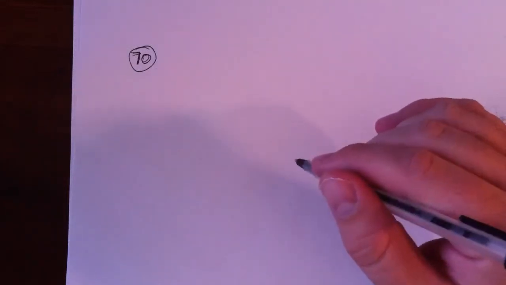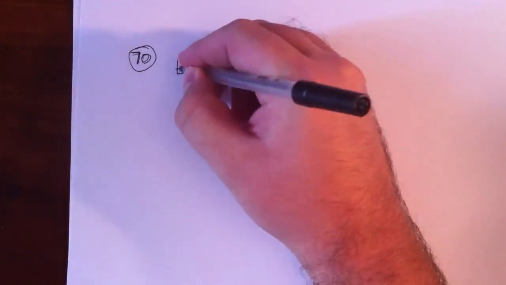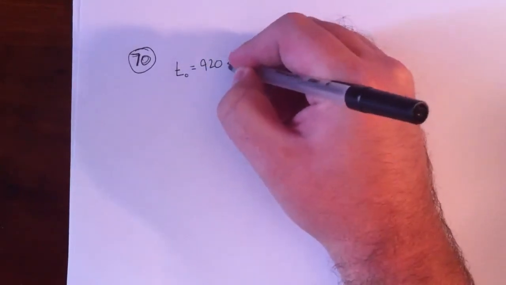So now I worked the last couple of problems in the chapter. The next one is number 70. It says the average lifetime of isolated neutrons measured at rest relative to the lab is 920 seconds. What's the average lifetime of neutrons traveling at 80% the speed of light? So we know that in the rest frame, their life is 920 seconds.